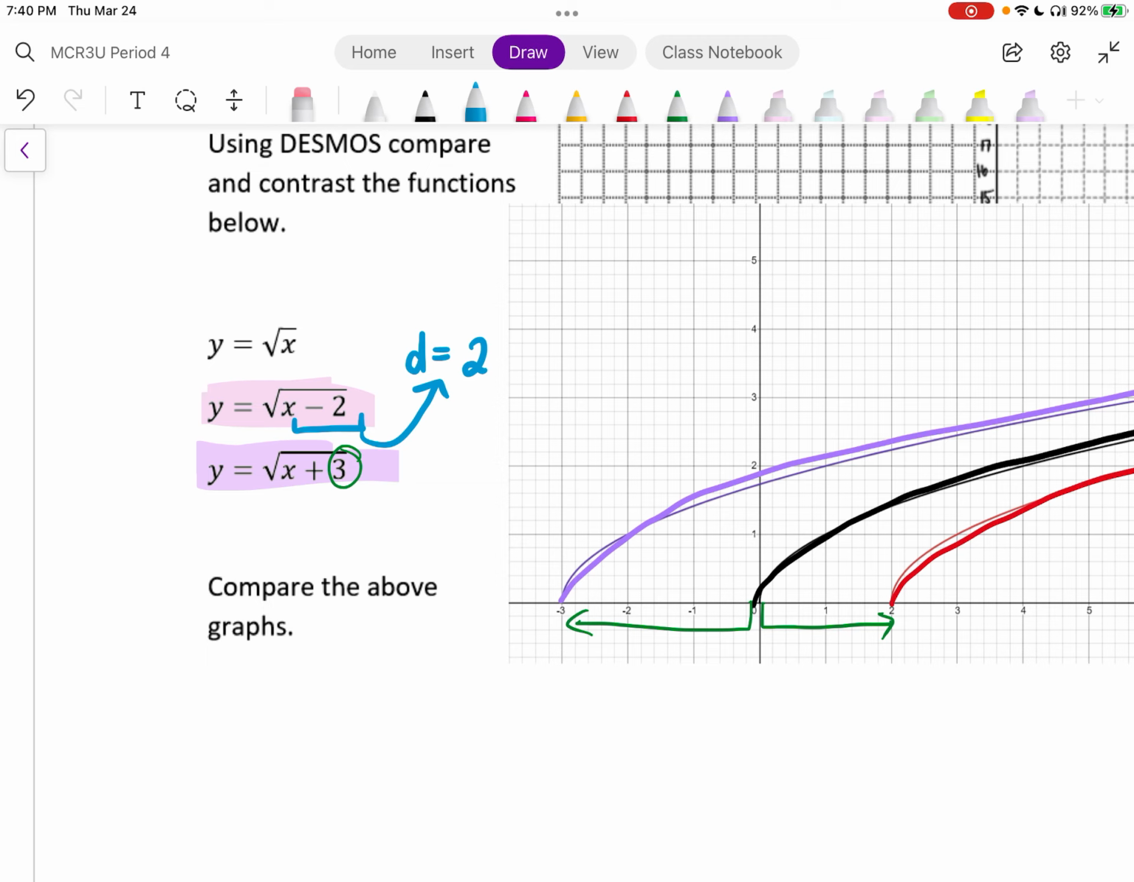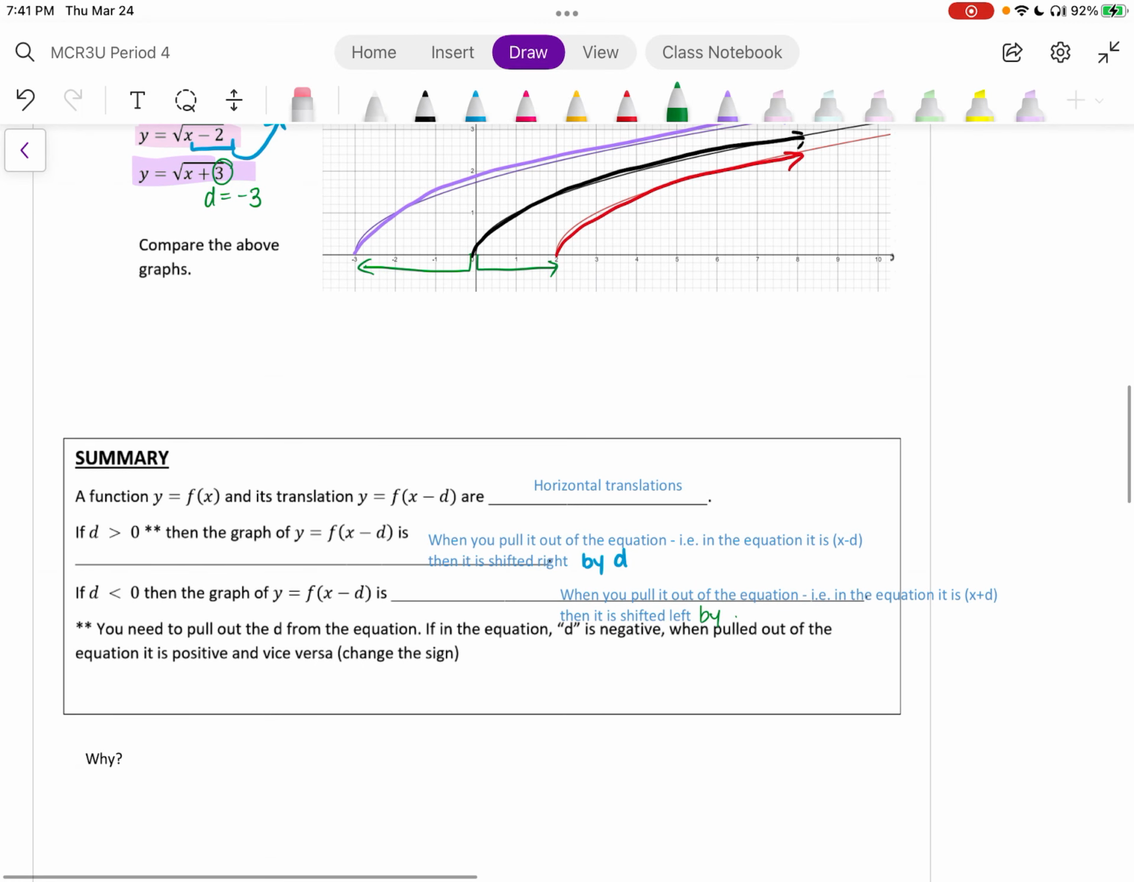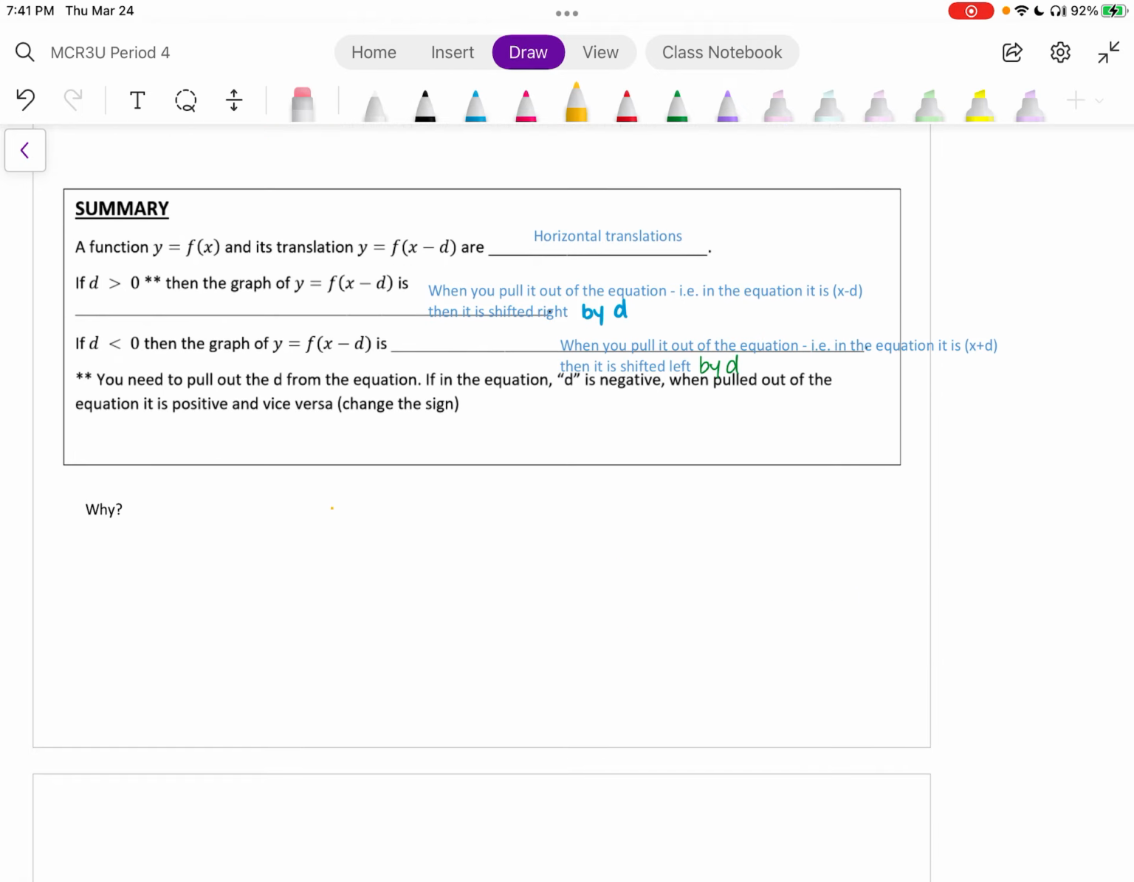It becomes more positive. On the flip side, if we had x plus 3, when we pull it out, our d value is negative 3, so it shifts to the left by d points. It becomes more negative. The reason you do this is because in the original equation, it's y equals f of x minus d plus c. So this minus d, when you pull it out, the sign changes.